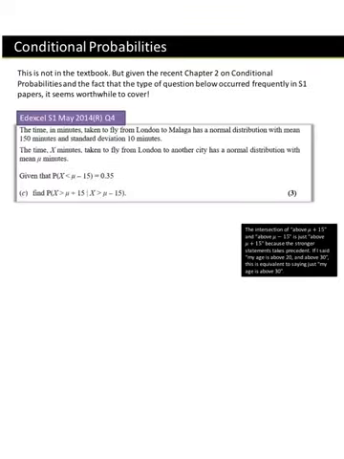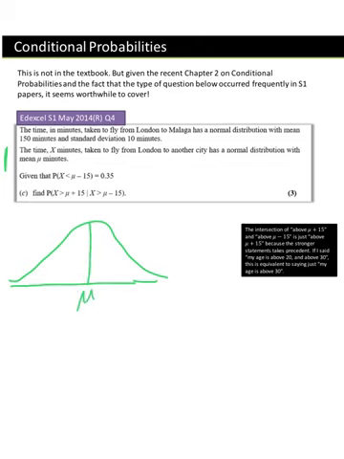Here's a nice little question. It helps if you draw a diagram. So if we check this little bit out here, it says the time x minutes taken to fly from London to another city has a normal distribution with a mean mu minutes. Okay, so we've got a mean there, mu minutes.